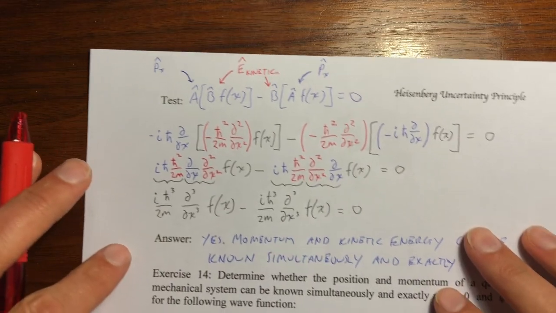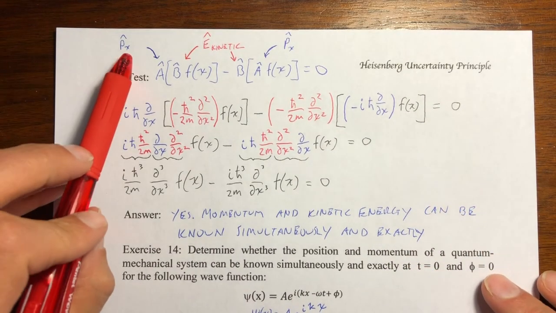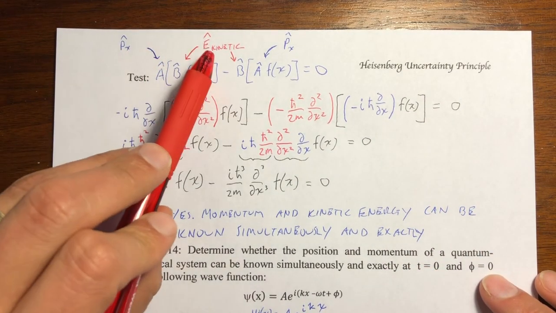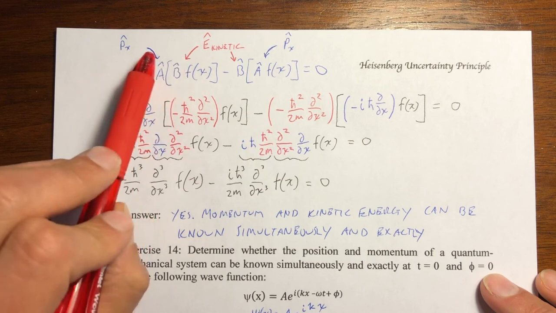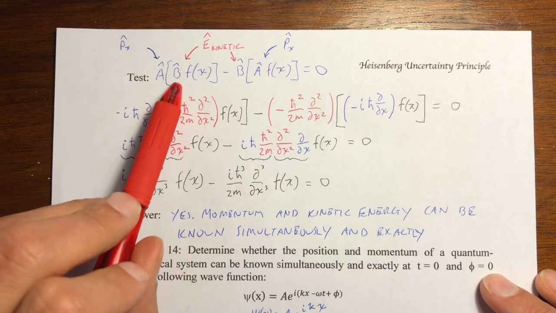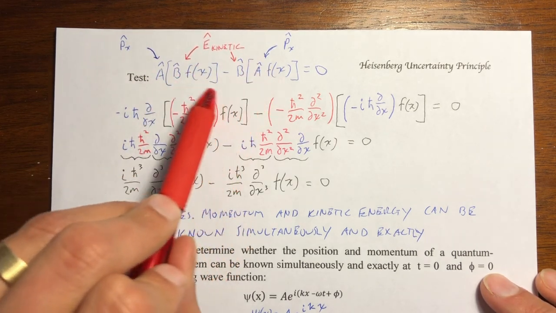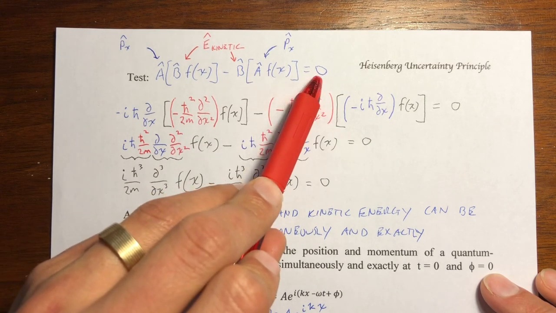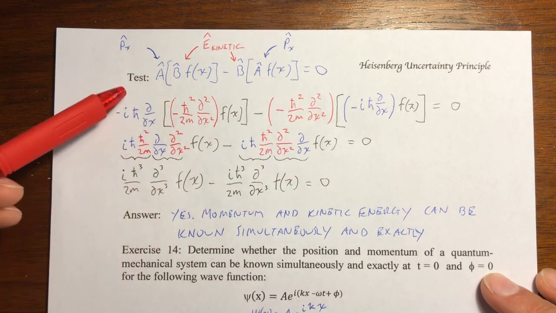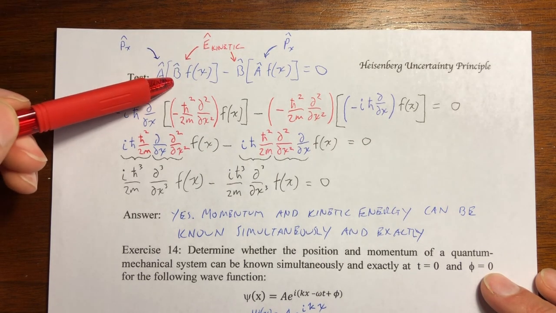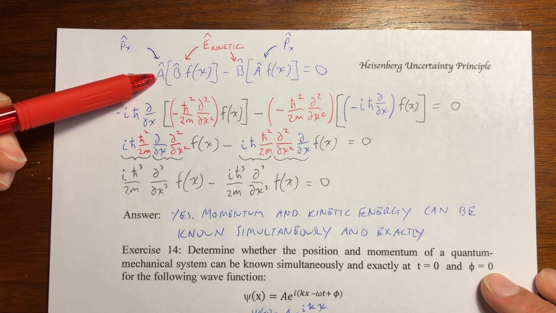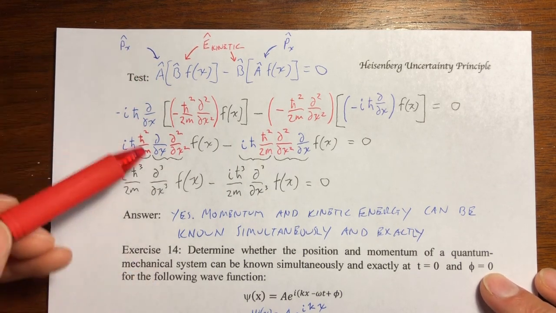So to test whether or not the momentum operator and the kinetic energy operator commute, and as an extension, show us whether or not kinetic energy and momentum can be simultaneously known, the difference between these two expressions must be equal to 0. So here we have equation 6.1 set up. And what we're going to do is make the following substitutions: our kinetic energy operator for B and our momentum operator for A, which brings us to the following.